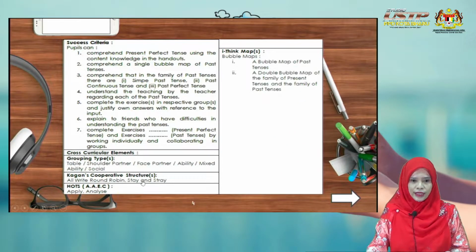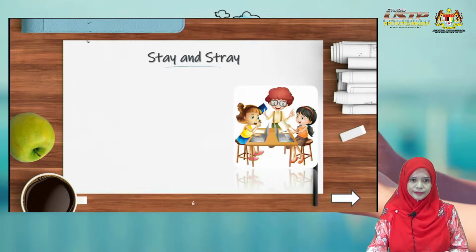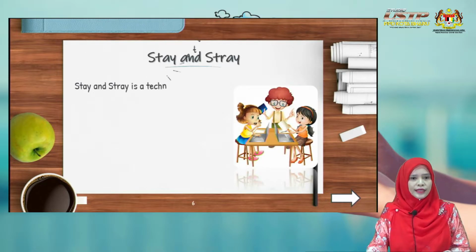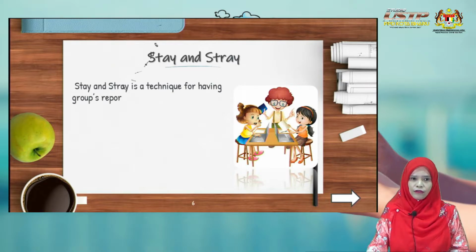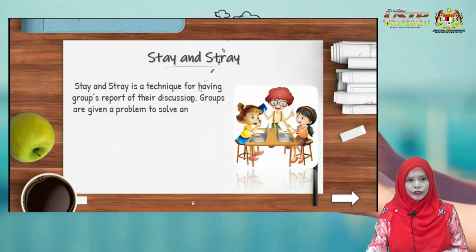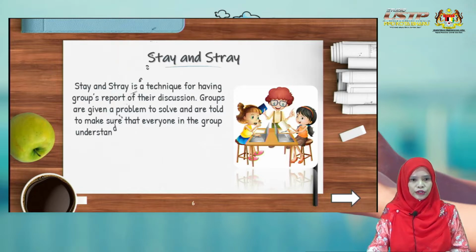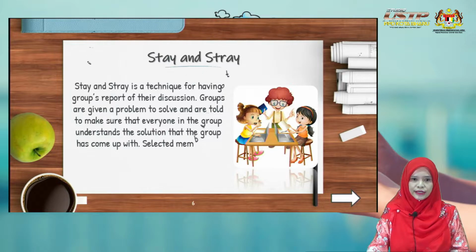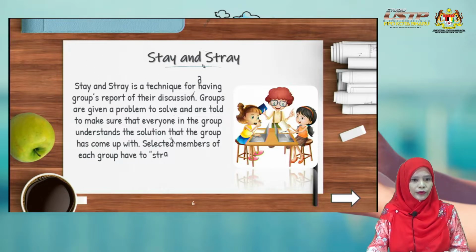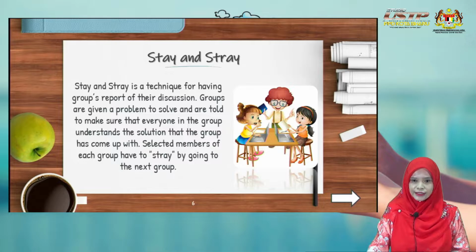Let's see stay and stray. Stay and stray is a technique for having groups report on their discussion. Groups are given a problem to solve and are told to make sure that everyone in the group understands the solution that the group has come up with. Selected members of each group have to stray by going to the next group.